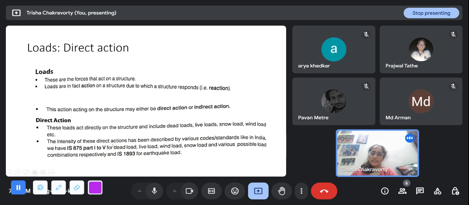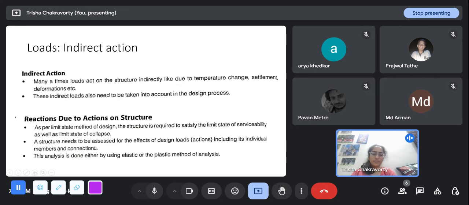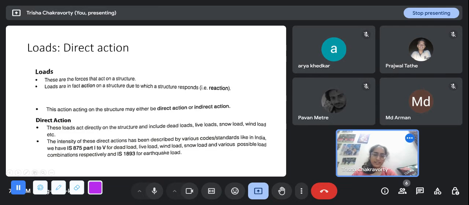The intensity of these direct actions has been described by various codes and standards. Like in India, you know that IS 875 part 1 to 5, I'm sure you have seen, and IS 1893 is for earthquake loads. These are all direct loads. IS 875 part 1 is for dead load, part 2 is for live load, part 3 is for wind load, like that.